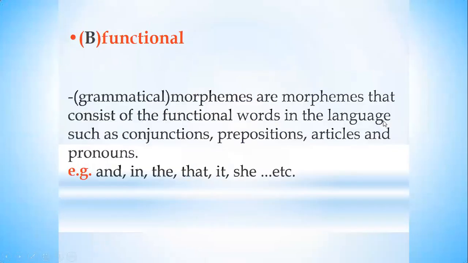Next we have the functional morphemes. These are the morphemes that consist of functional words in the language, such as the conjunctions, prepositions, articles, and pronouns.